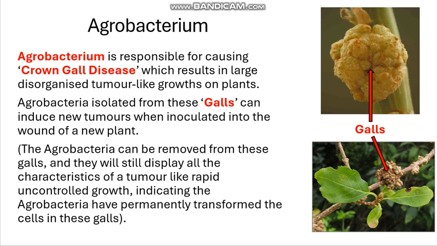Then we'll have another one of these tumor-like balls on the new plant. The agrobacteria can even be removed from these galls, but the plant is still going to display the characteristics of a tumor, like rapid uncontrolled growth. So even if we take all the agrobacteria out of these galls, they're still going to grow and proliferate. That indicates that the agrobacteria have permanently transformed the cells in these galls, which would mean that the bacteria have altered their genomes.